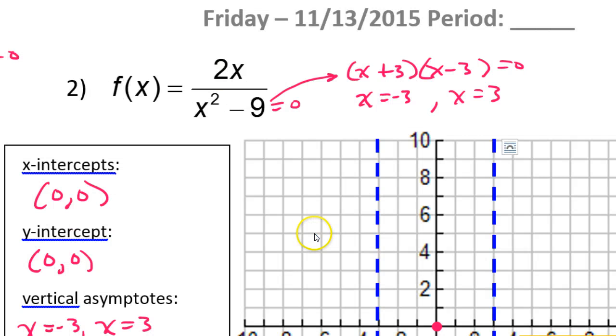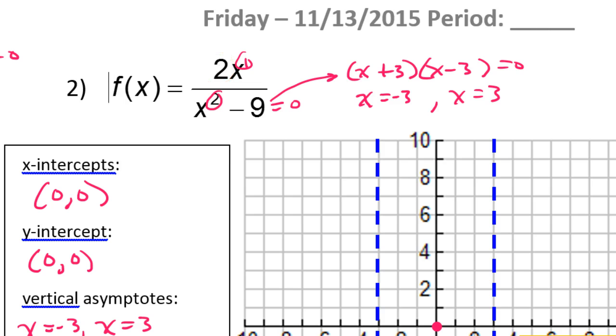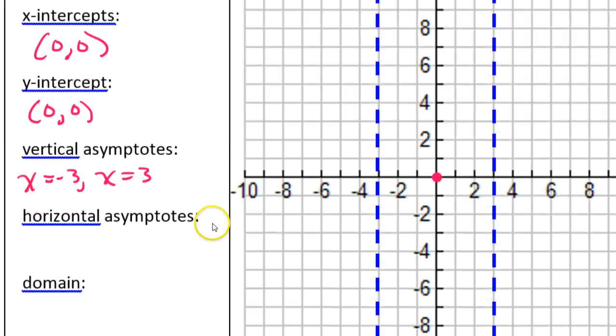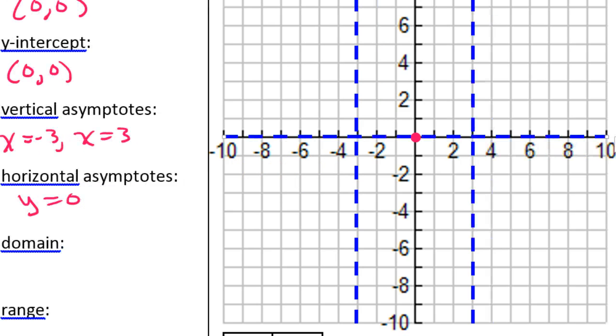So let's look back. The numerator degree is degree 1. The denominator degree is degree 2. So since the numerator degree is less, y equals 0 will be the horizontal asymptote. And let's go ahead and graph that. Alright, so there's our horizontal asymptote right there.